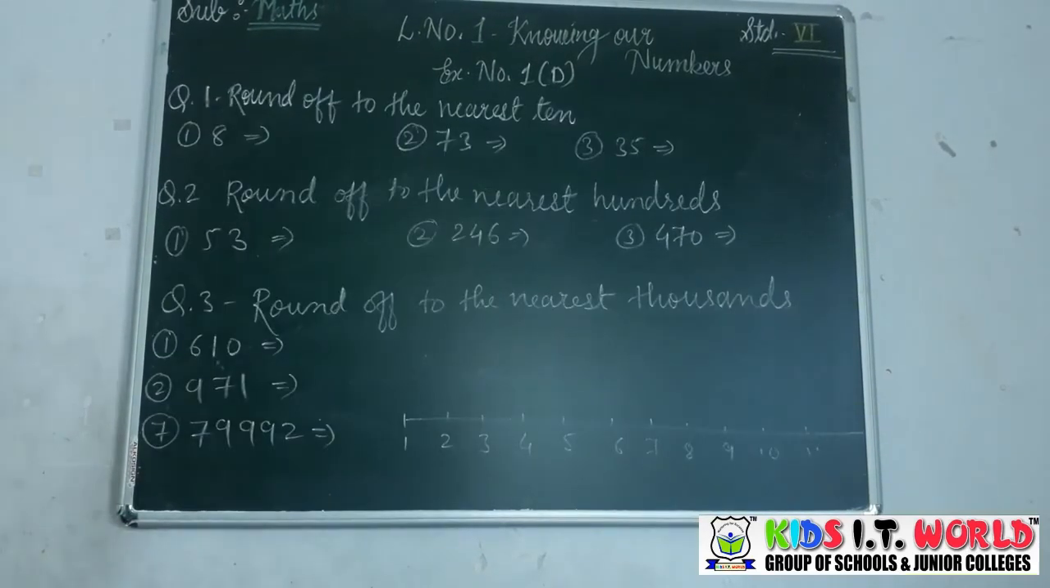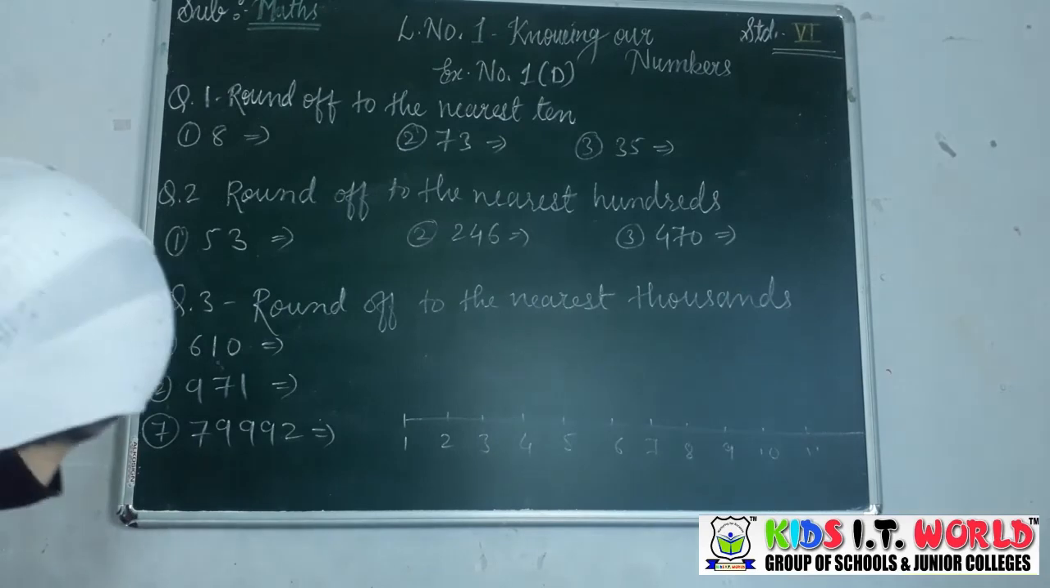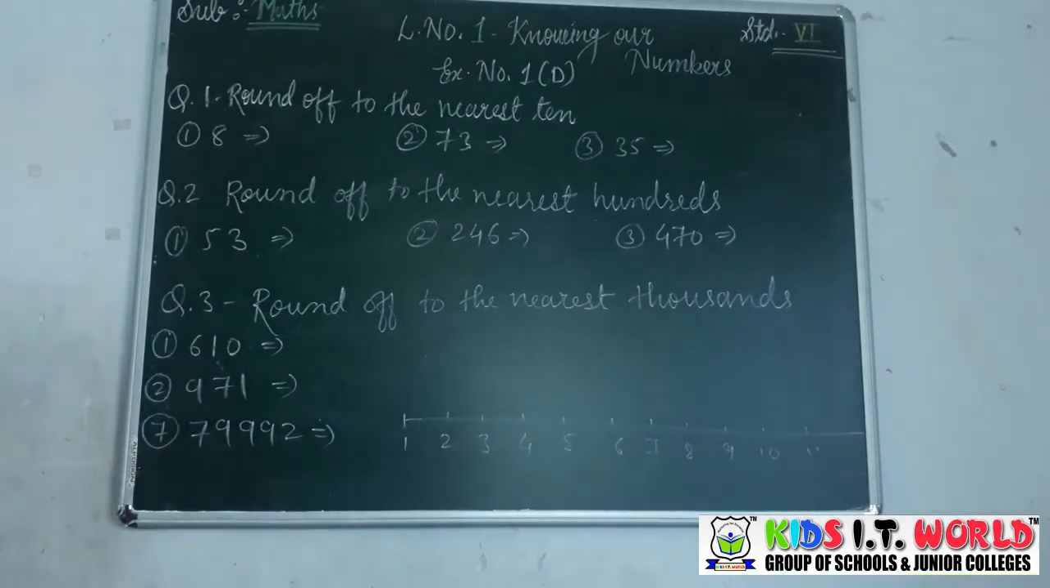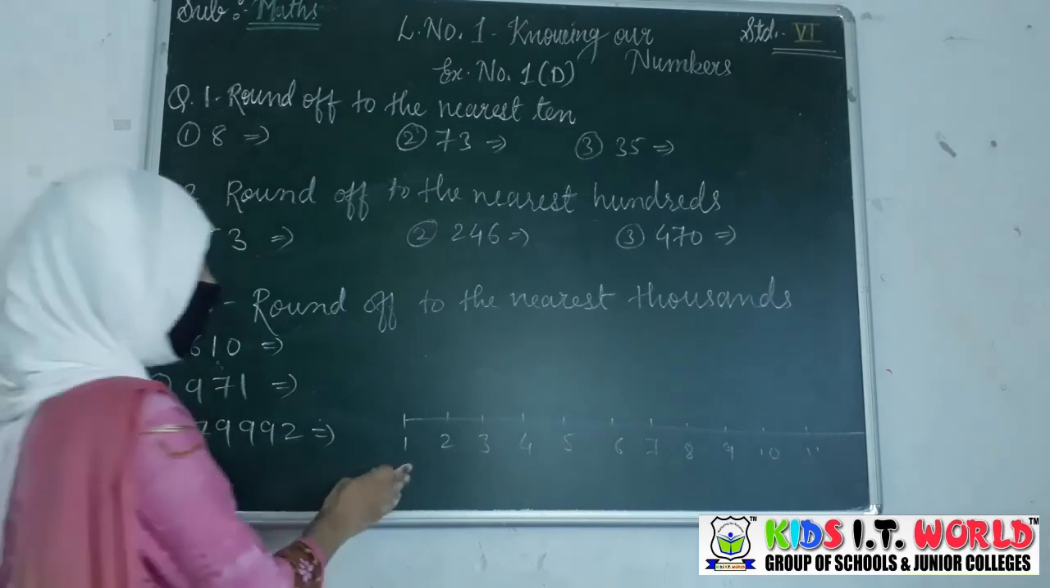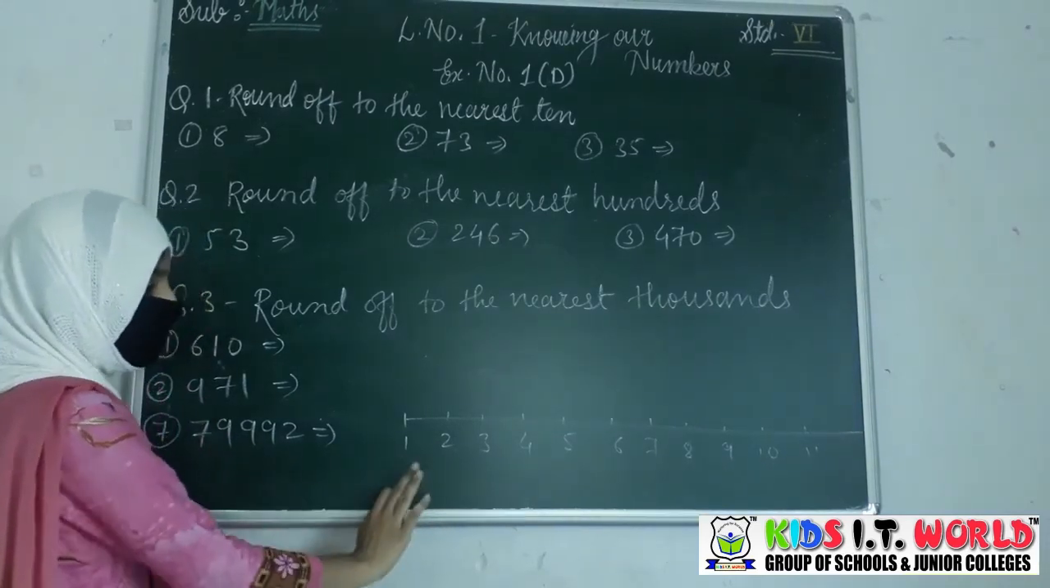Now here the next topic is about estimation by rounding off. Estimation is an important aspect of everyday life. So here is how to estimate to the nearest 10. Let's see the example here. The number line I have drawn here is just for the example.